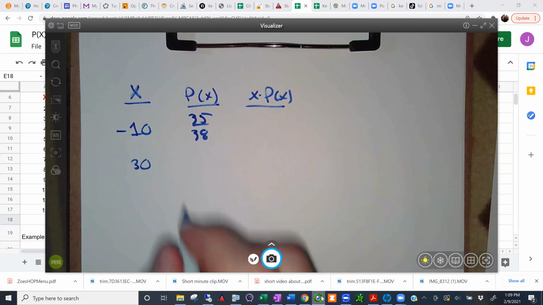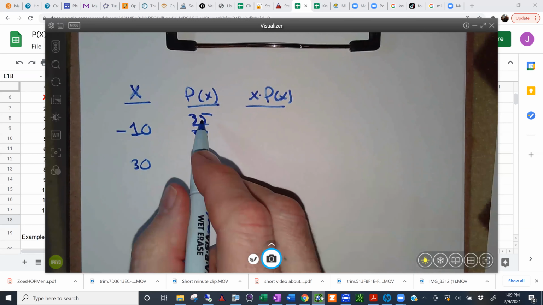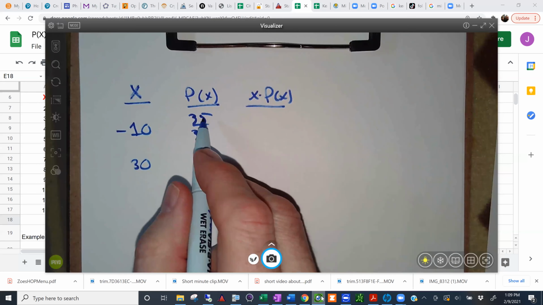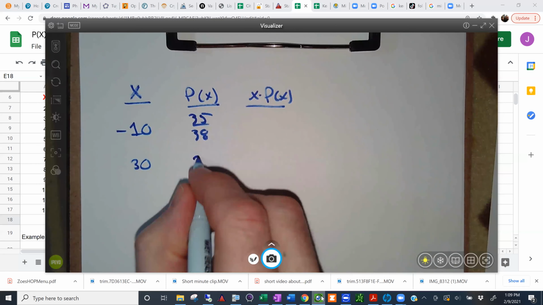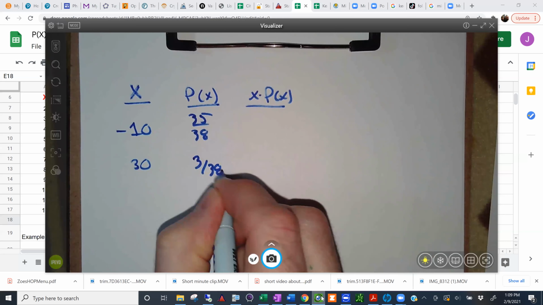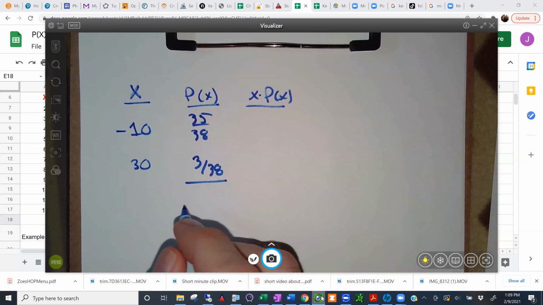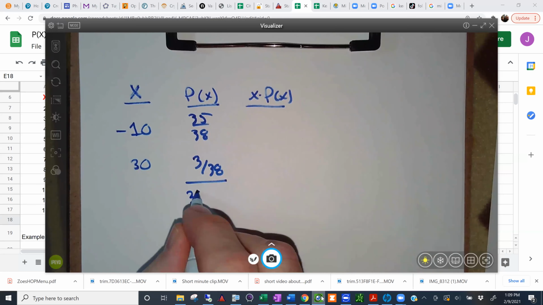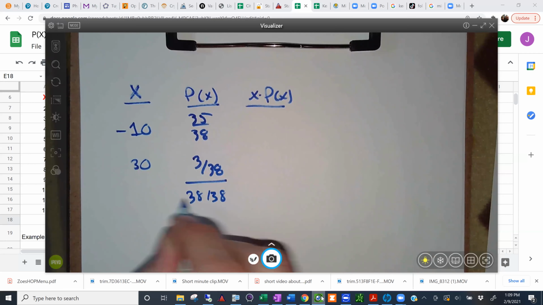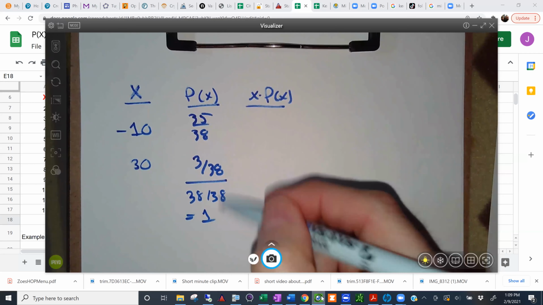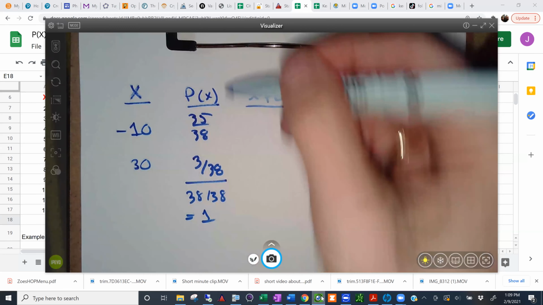Now, how about the probability of winning? Probability of winning is going to be 1 minus the probability of losing. So there's a 3 out of 38 chance that you're going to win. And if you add that up, that would total to 38 out of 38, which conveniently is 1. That's just a double check on this kind of stuff here.